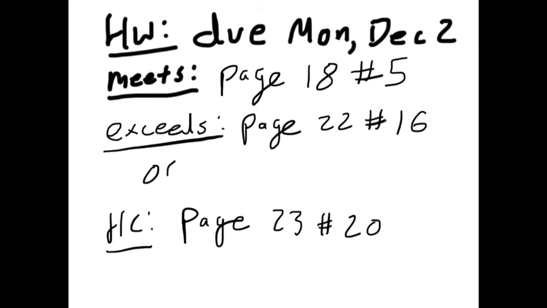The meets is page 18, number 5. The exceeds is page 22, number 16. Or you can still get a 4 on the assignment, but you can also get closer to honors challenge credit for the semester if you do the honors challenge problem on page 23, problem number 20. Remember, do the exceeds or the honors challenge to get a 4 on the assignment, not both. Also notice with the meets, there's no review problem this time. It's just page 18, problem number 5. Now go to work.